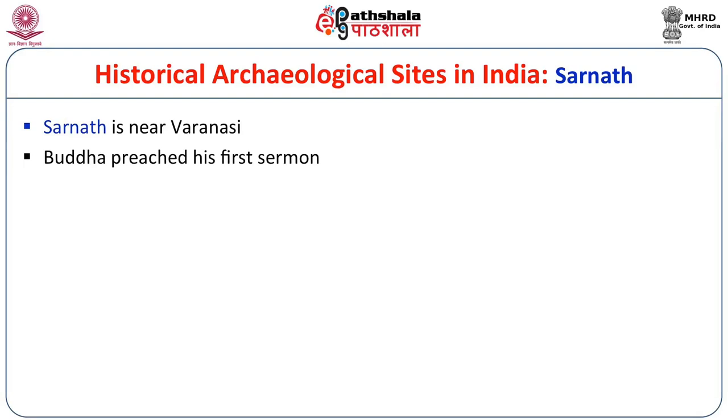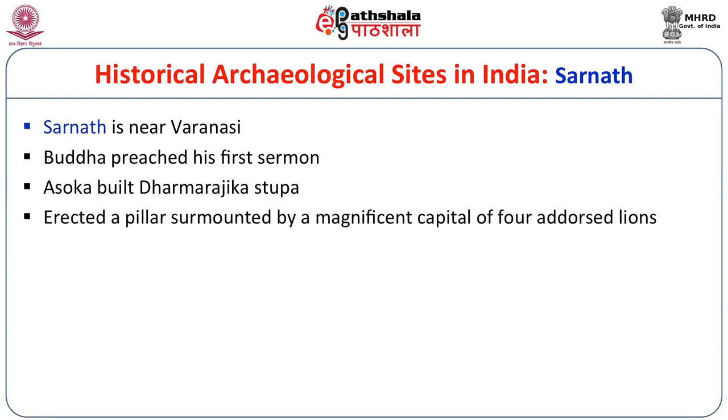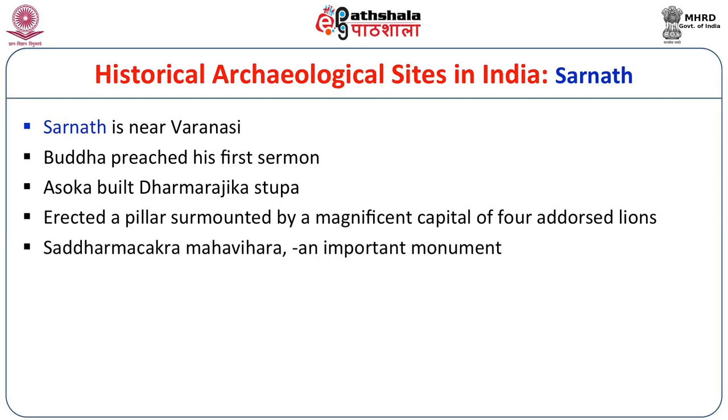Buddha preached his first sermon at this particular site, and Ashoka built a stupa at this site, and also he erected an important pillar with four lions seated back to back, which forms the emblem of India. And this site is very important for Buddhism and it acts as a pilgrimage center.